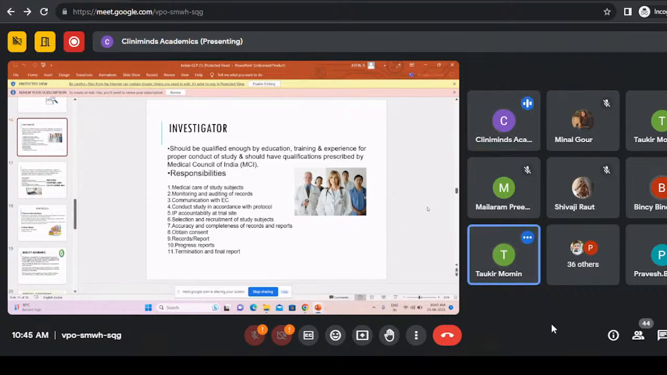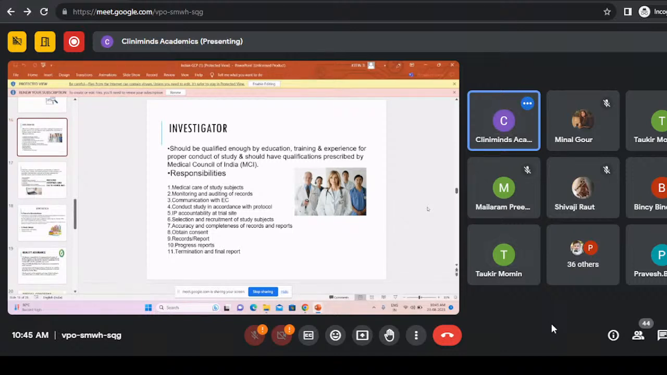Communication with the ethics committee: whatever study related information, like any submission of study related documents or any notification of study related documents, it is the responsibility of the investigator to communicate with the ethics committee.